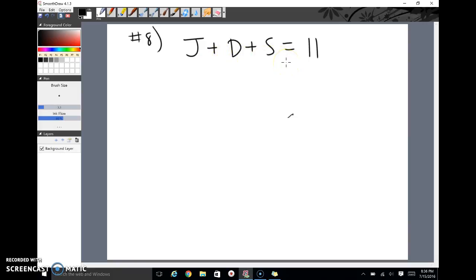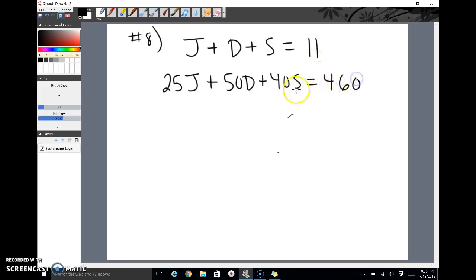The next sentence says she is going to spend exactly $460 and has discovered that jeans are $25, dresses are $50, and shoes are $40. So that means if I charge you $25 for every pair of jeans plus $50 for every dress plus $40 for every shoe, my total cost is going to be $460. And my S's kind of look like 5s, but that's an S, and so is this. So that should be my second equation. And I do see that you had that one on your paper, so that one's good. I didn't see this first equation anywhere on your paper.